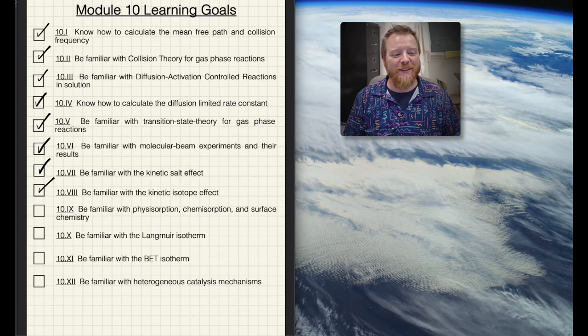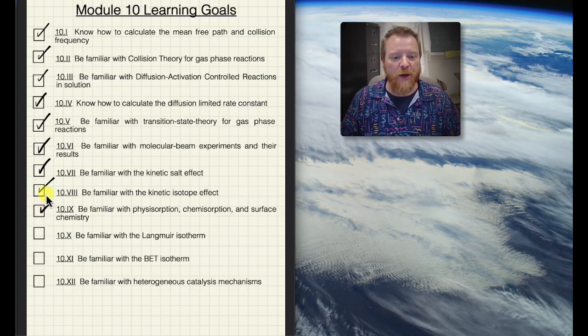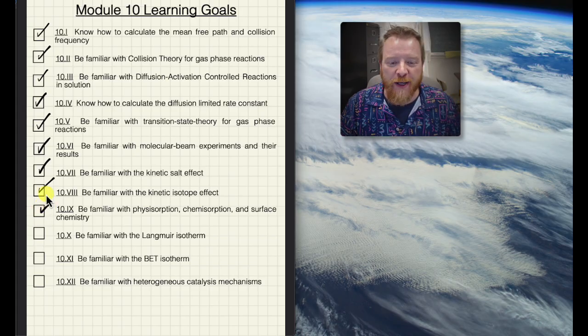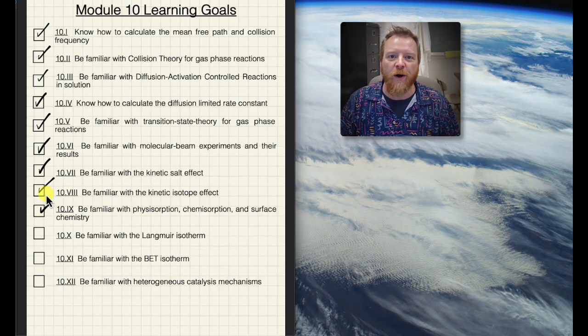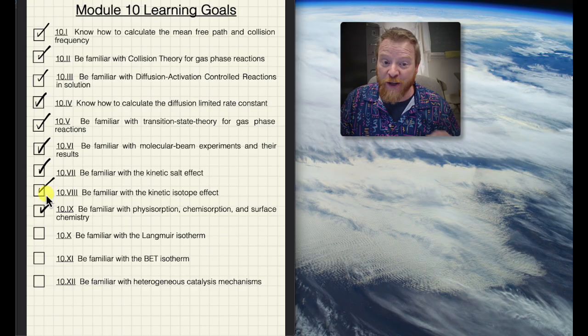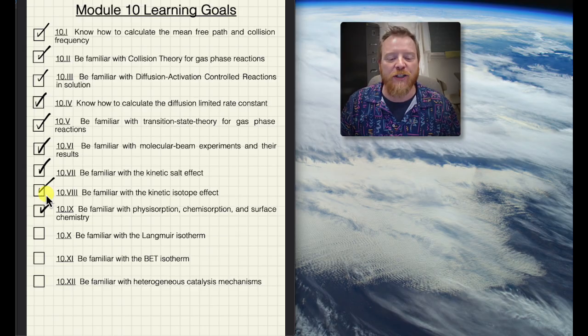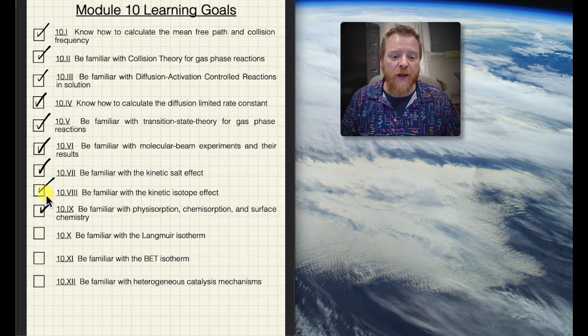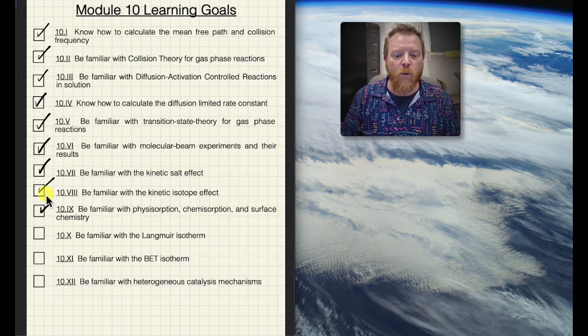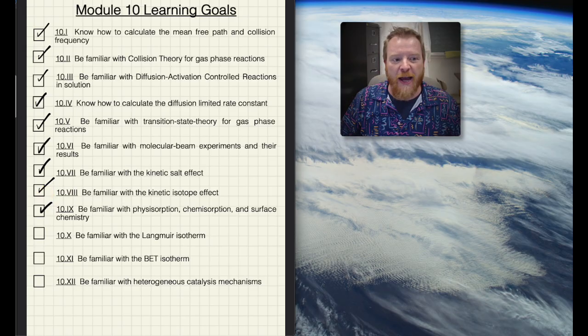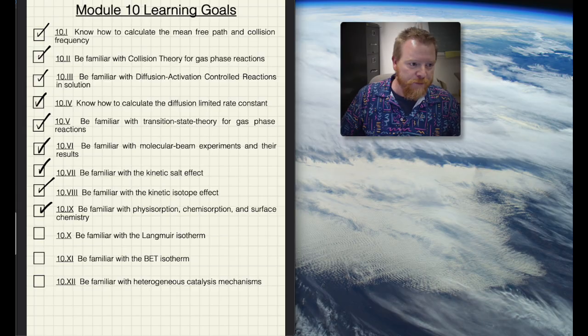Okay, folks, getting into this next learning goal, 10.9, be familiar with physisorption, chemisorption, and surface chemistry. So surface chemistry is kind of an umbrella term for people who look at chemistry occurring at molecular interfaces. And there's a wide application for this, ranging from environmental atmospheric chemistry, like what I do, to catalysis. So we're going to focus on surface chemistry as it pertains to catalysis and kinetics.